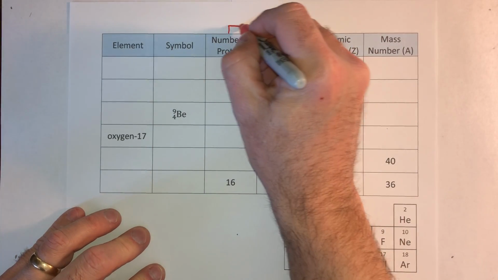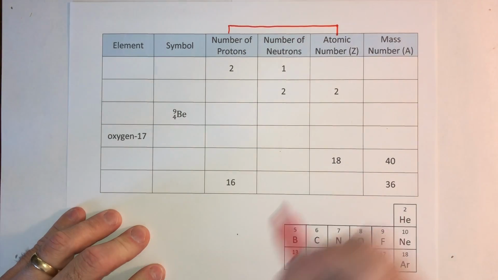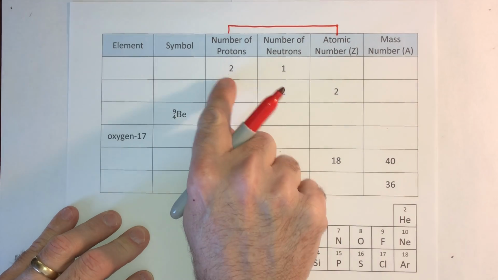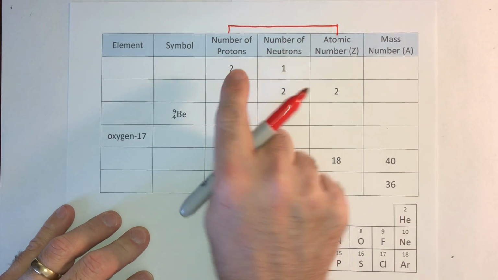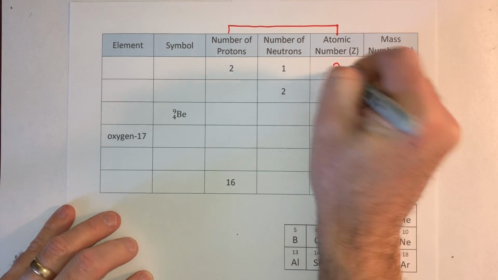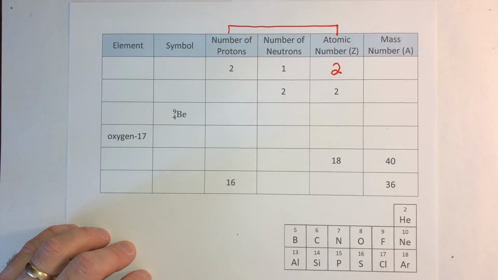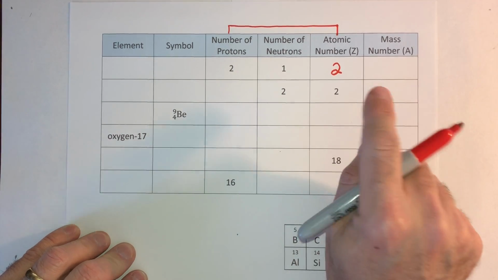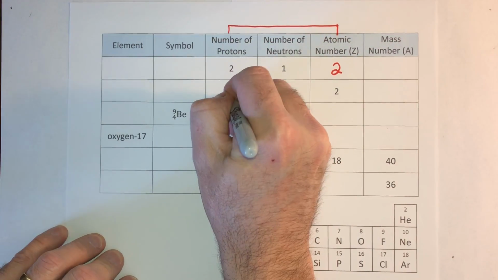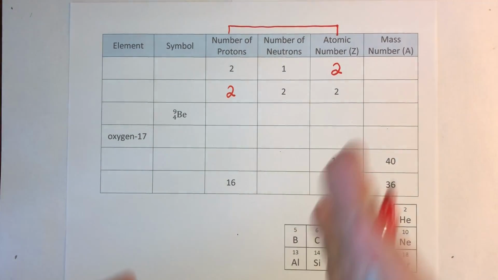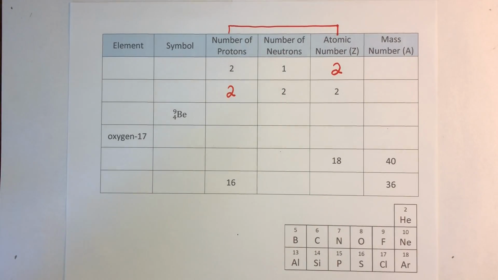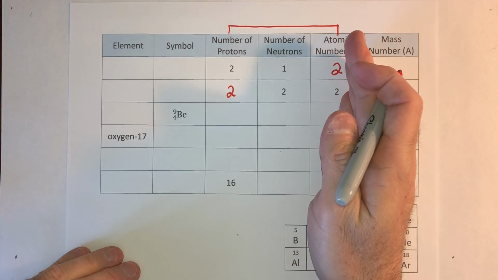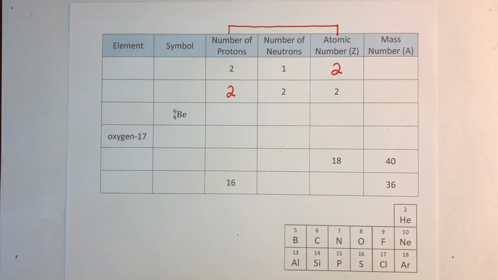The number of protons and the atomic number are the same. So if you know that you have 2 protons, then you know that you have an atomic number of 2. If you know that you have an atomic number of 2, then you know the number of protons is 2, right? Those 2 columns are identical, but you have to remember that relationship. Protons and atomic number is the same thing. It's just 2 different names for the same thing.